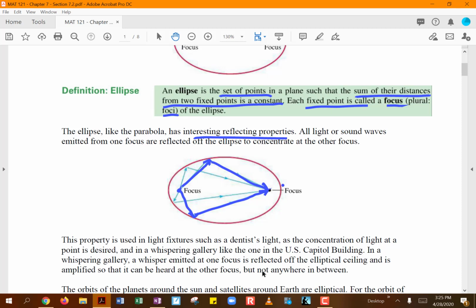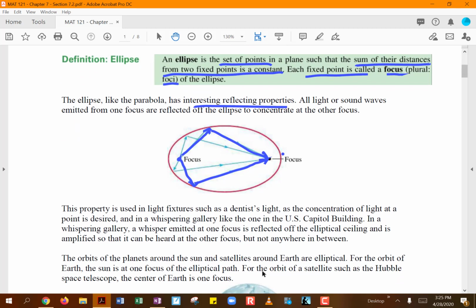So this is an interesting reflective property that we actually use in the light fixtures at a dentist's office. In the dentist light, you will see this idea being used, where the light is sourced at one of the focus points, and the concentration is pointed towards the other focus, right? So your light is going to show up at the other side.